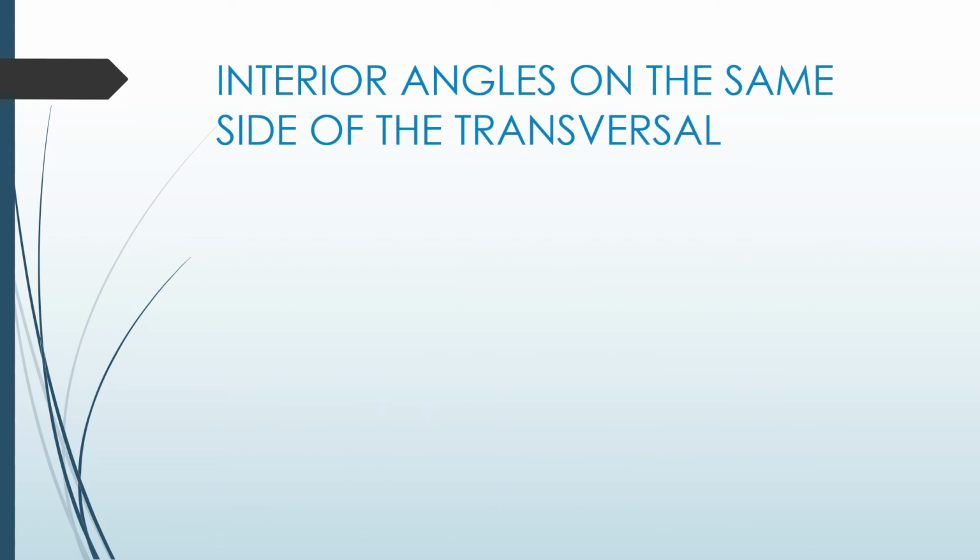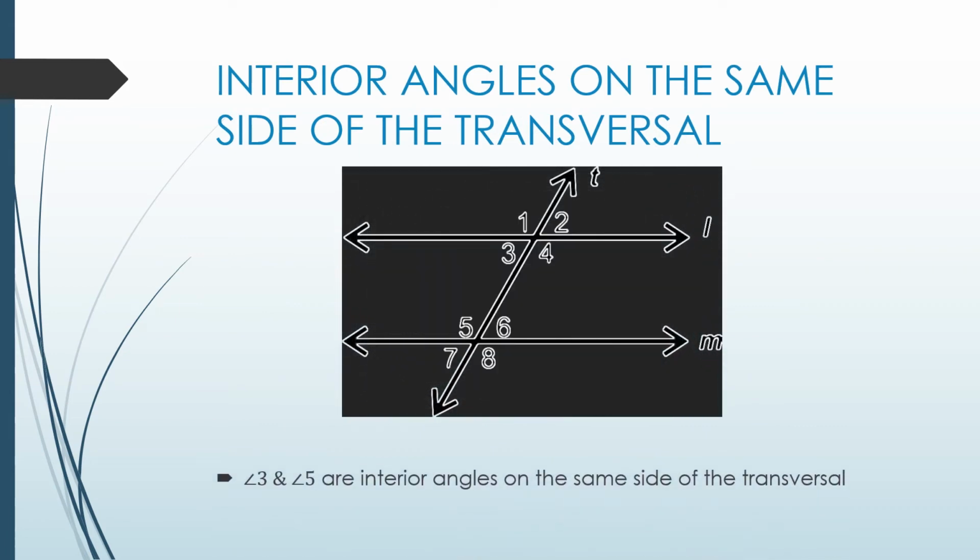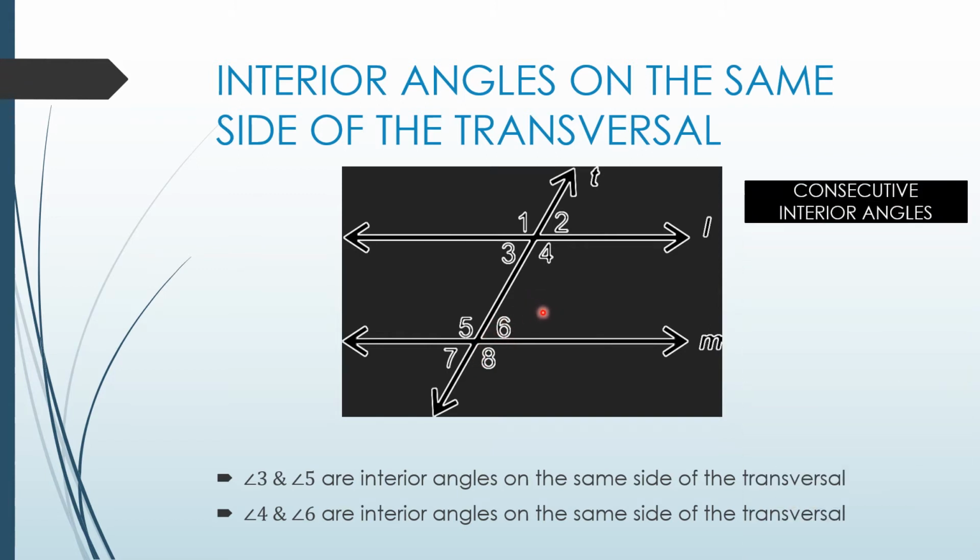Next is interior angles on the same side of the transversal. Angles formed on the same side of the transversal, when a transversal cuts two parallel lines, are called interior angles on the same side of the transversal. Here you can see that 3 and 5 are interior angles and are on the same side of the transversal. So 3 and 5 are interior angles on the same side of the transversal. And on the opposite side 4 and 6 are interior angles on the same side of the transversal.